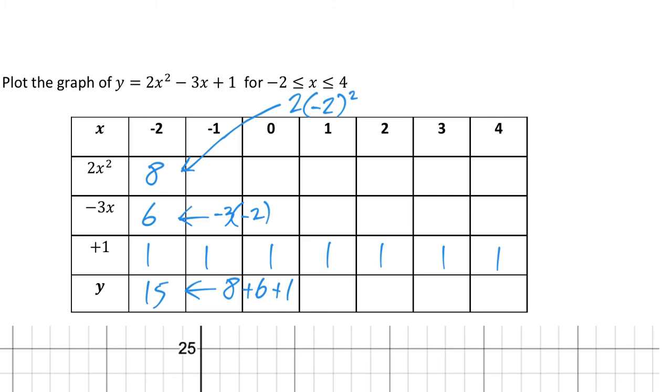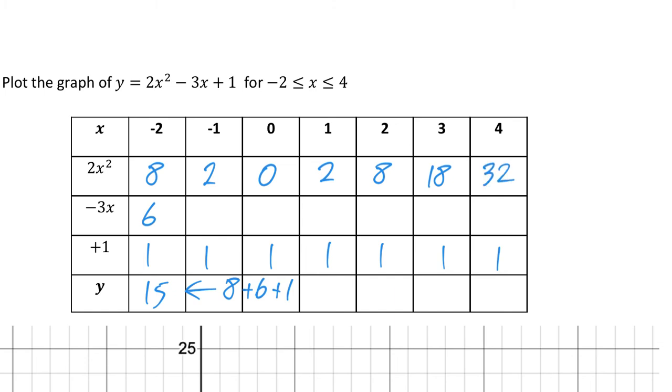Okay, I'm just going to get rid of all the working out that I did there, just so that we're not confused by it for the rest of it. And then I'm going to go through and fill the rest of these in as well. So what I'm putting in my next thing on the top here in my 2x squared row is 2 brackets -1 squared, which is just going to give you 2. Next one is 2 brackets 0 squared, which is going to give you 0. Next one is 2 brackets 1 squared, which is going to give you 2. Next one is 2 brackets 2 squared, which is going to give you 8. Next one is 2 brackets 3 squared, which is going to give you 18. Next one is 2 brackets 4 squared, which would give you 32.